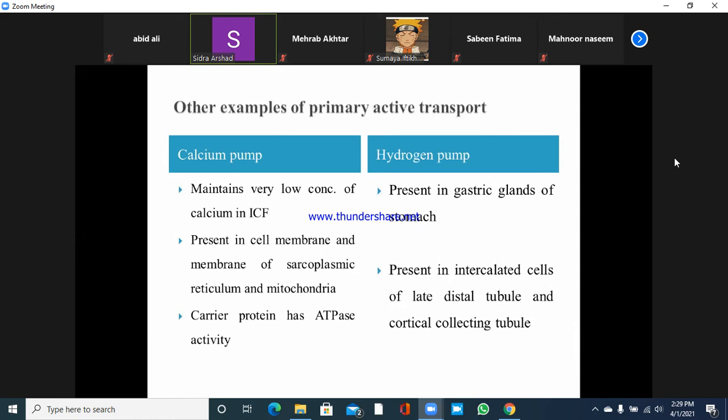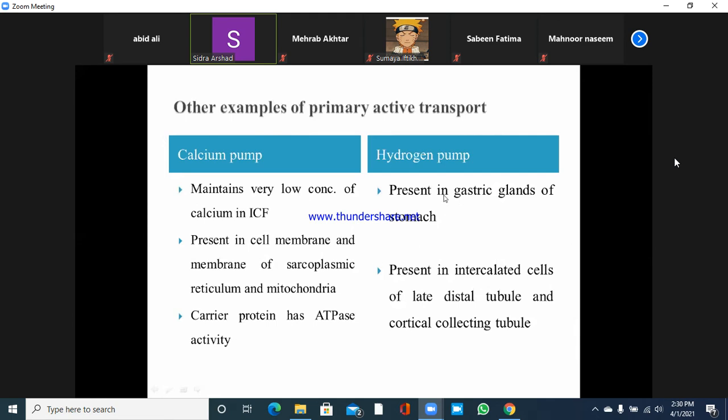So what it does is that it pumps the calcium out of the cytosol or out of the cytoplasm, either outside the cell or inside the sarcoplasmic reticulum and mitochondria. So this pump is decreasing the concentration of calcium ions in the cytoplasm. It is pumping the calcium ion into the ECF and inside these organelles, right? तो जब organelles के अंदर चला जाएगा calcium, cell से बाहर चला जाएगा तो cytoplasm में या intracellular fluid में उसकी concentration कम हो जाएगी, ठीक है? Like the sodium potassium pump, its carrier protein has ATPase activity.